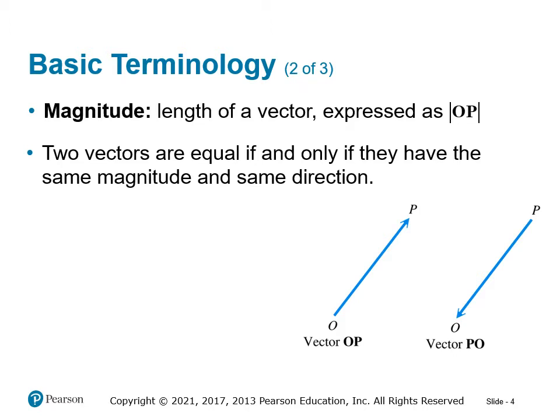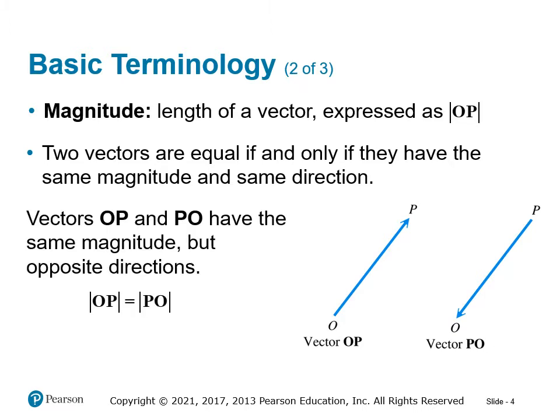Here we have vector OP and vector PO. These are not equal, although they're the same magnitude. They are going in opposite directions.